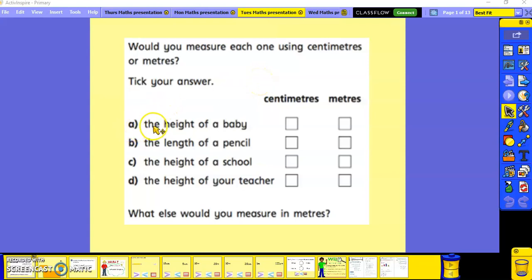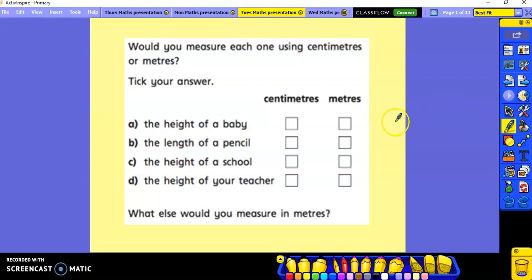So A. The height of a baby, would you measure it in centimetres or metres? Pause the video. B. The length of a pencil, would you measure it in centimetres or metres? C. The height of a school, would you measure it in centimetres or metres? And finally, D. The height of your teacher. Would you measure Miss Mole or Mrs Halligan in centimetres or would you measure in metres?